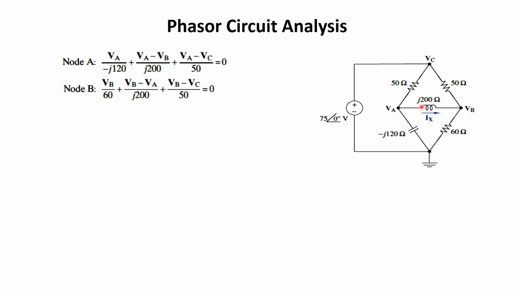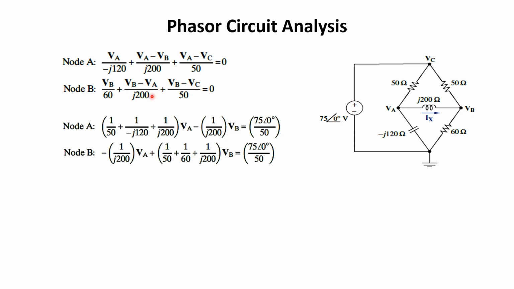So in here we have node 1, node 2, node 3 as A, B, C, and this is the ground node, and we write the equation for this node: (VA minus 0) divided by minus J, and then this current is (VA minus VB) divided by J200, and this current (VA minus VC) divided by 50. Similarly, we write the equation at node B, and we have two equations and two unknowns, VA and VB. You may say that VC appears to be an unknown voltage, but VC with respect to ground is directly given, it is 75 volts.